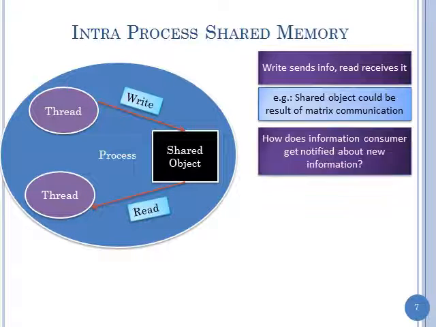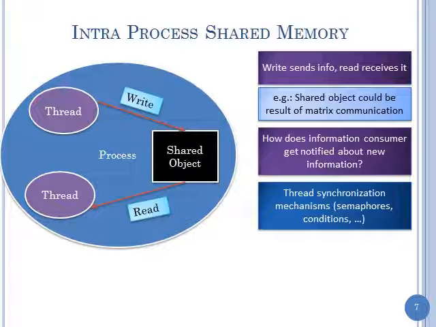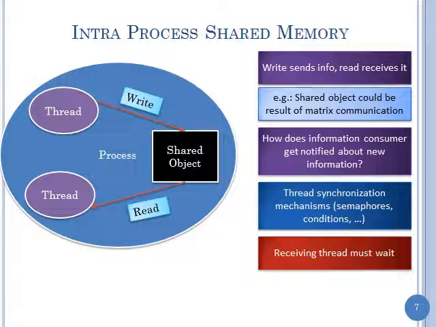Okay? And how does the information consumer get notified about new information? You could use semaphores, conditions, there are all kinds of ways to do it. But that's another mechanism you have to add on top. And if the receiving process needs that information, it has to block for it. We'll see there are ways to receive information that don't involve blocking. So these are some issues.